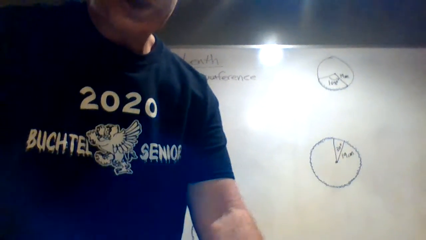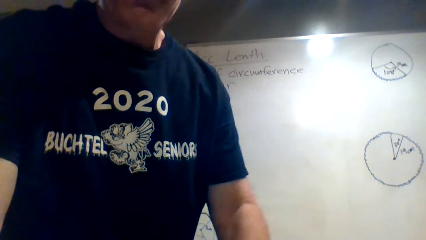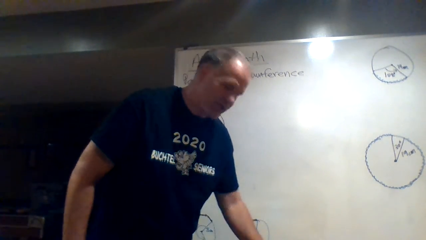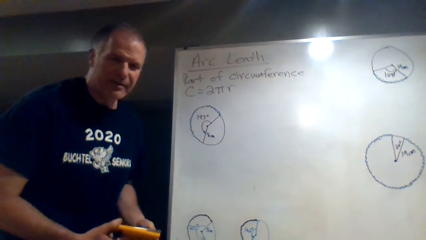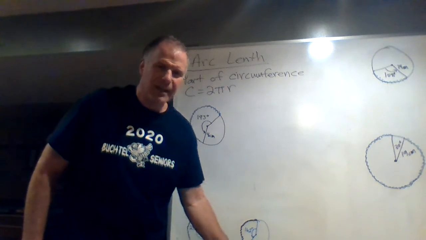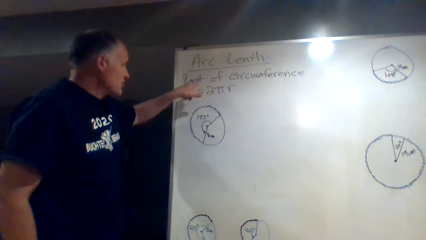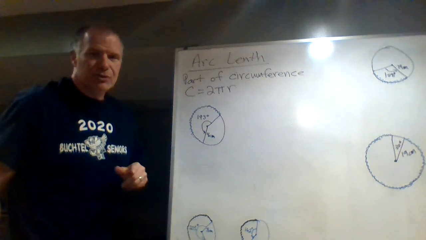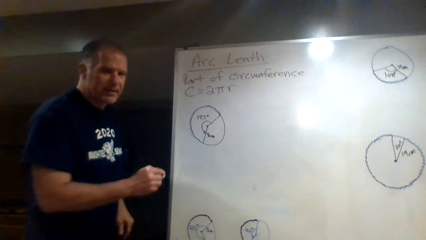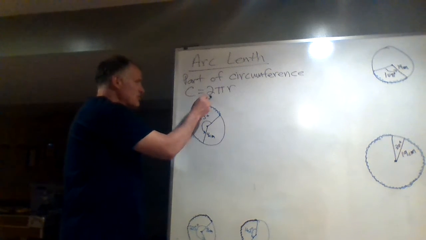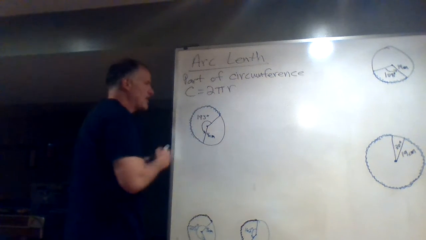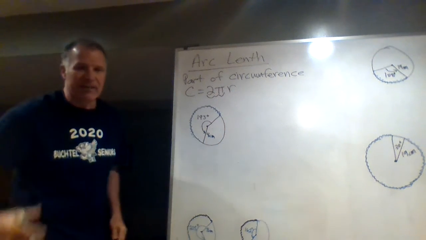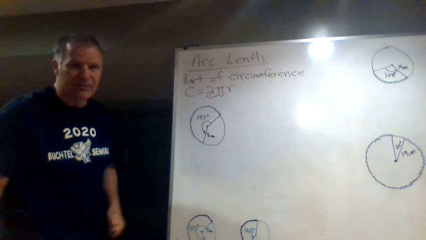Hey guys, we're going to do some more of these arc length problems just to be a little more challenging, that's all. Just a little more math involved. Again, remember arc length is just part of a circumference. Remember circumference is all the way around a circle, so arc length is part of that. And then remember circumference is 2 pi r, so what we're doing is we're changing 2 pi to some radian amount depending on the angle I give you.